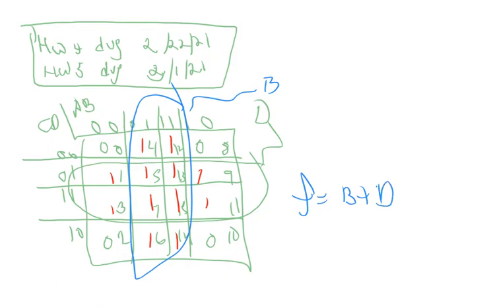So F equals B or D. Is that the answer? Yes, it is. Actually, what it says is F is equal to D or B. But it's the same thing. What do you think of that? So, is that all right? Yep. All right. Any other questions about homework 4?